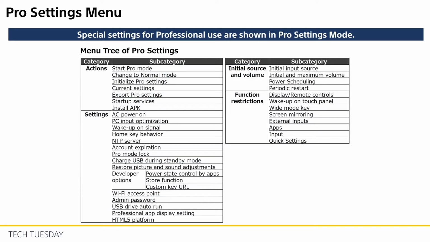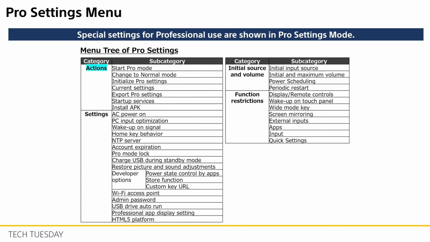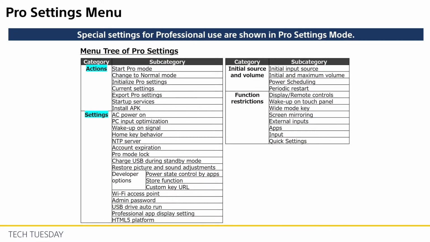So this is a look at the menu tree of the Pro Settings menu. You can see that there's quite a few settings that we can access and use. They're categorized into actions, settings, initial source and volume, and function restrictions.